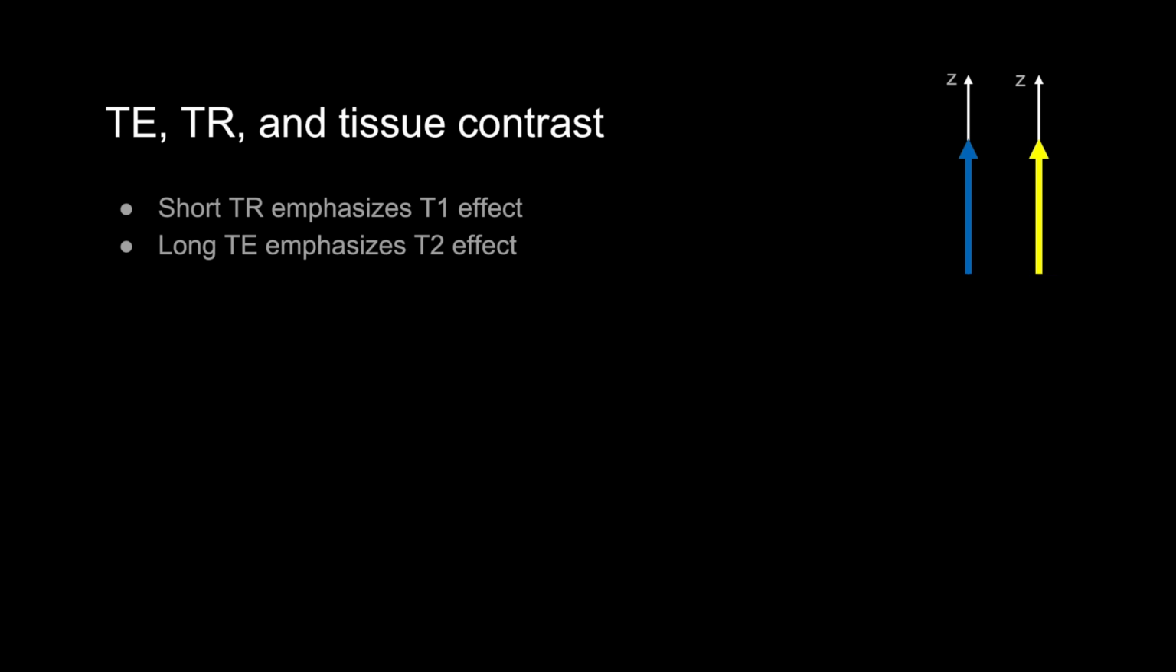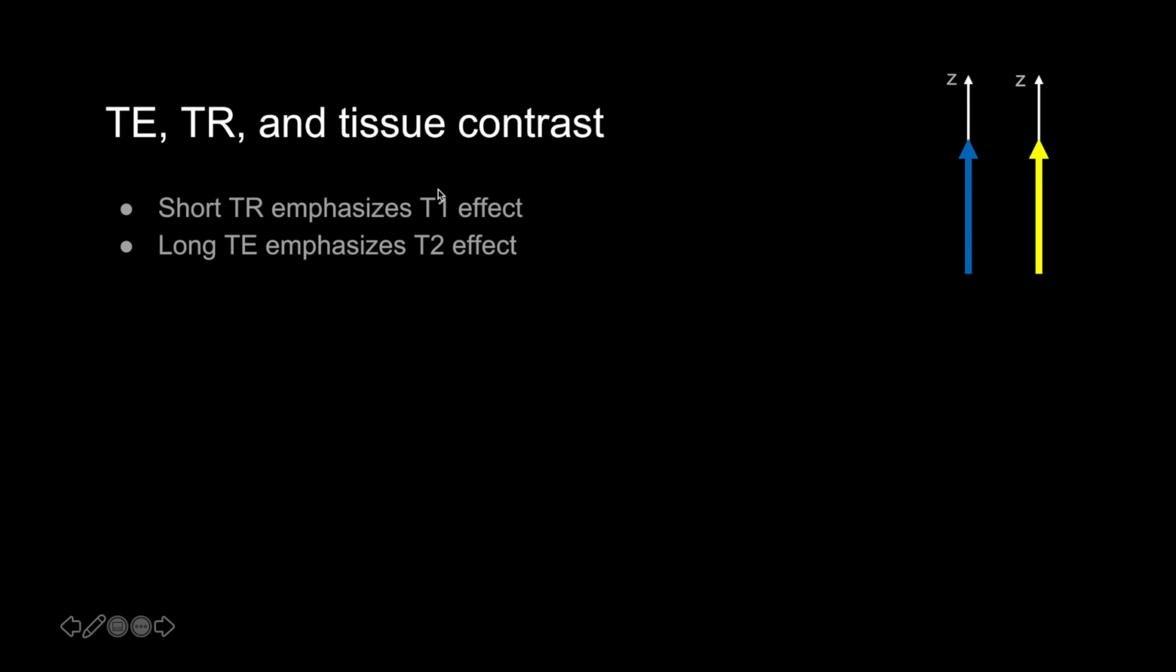We mentioned earlier that the type of pulse sequence itself doesn't determine the tissue contrast. The type of contrast is mainly determined by the TE, time to echo, and TR, time to repetition. If you remember two things from all of this, remember this. One, shorter TRs will emphasize T1 effect, and longer TEs will emphasize the T2 effect. So why is that? Let's start with why short TRs, or short time to repetitions, emphasize T1 effect.